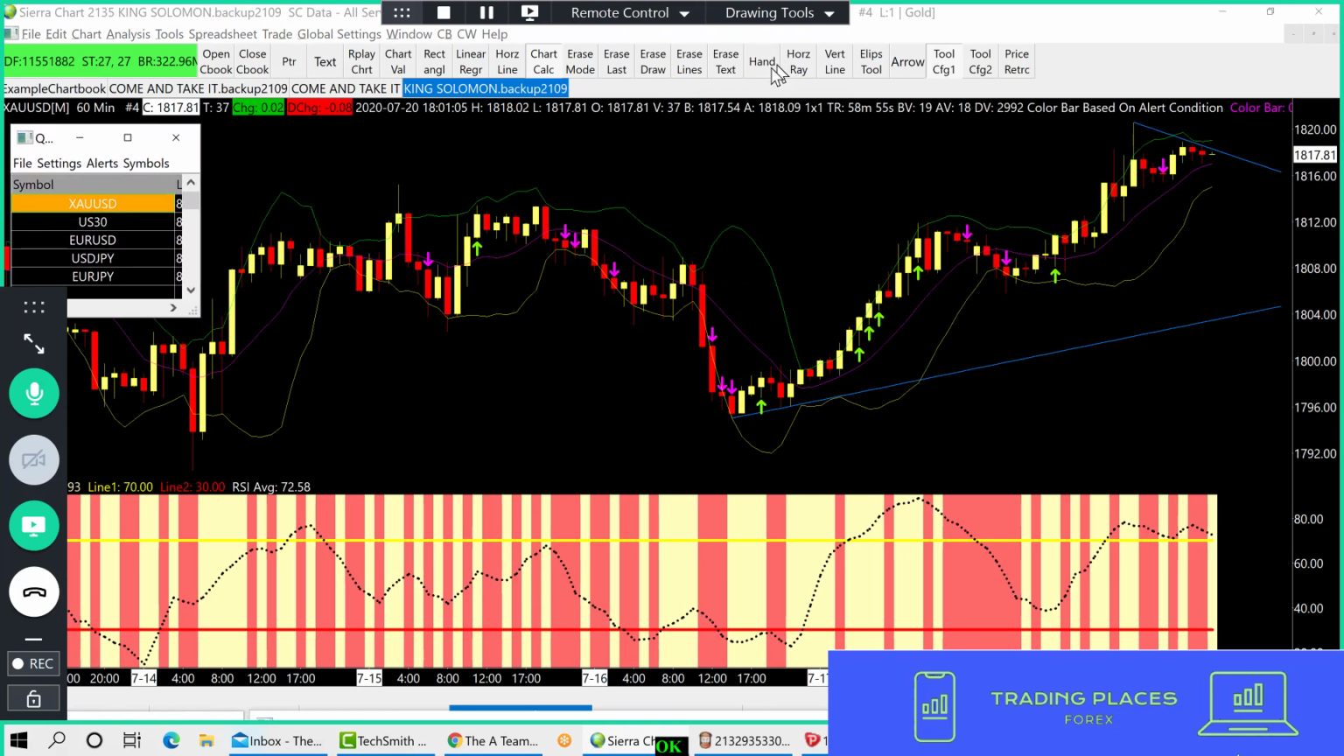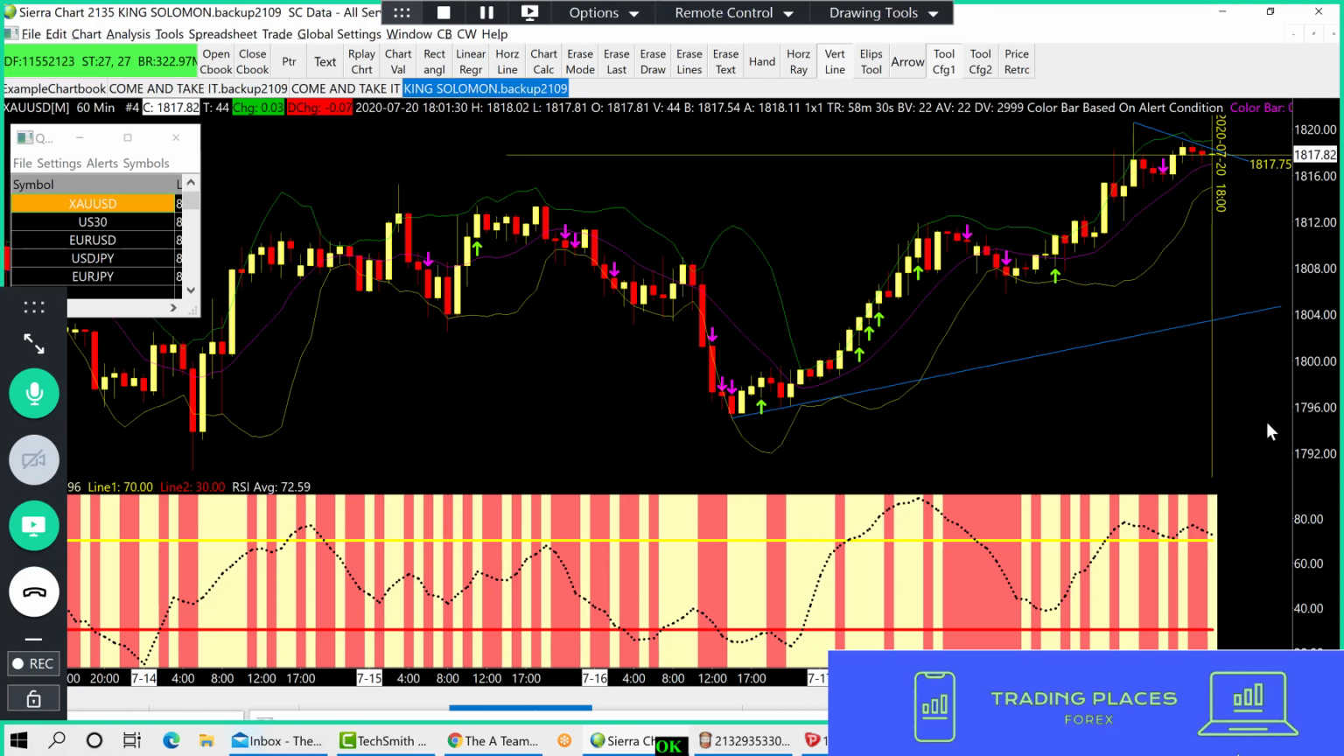I always like to put a horizontal ray that has the numbers to find out where we are, and a vertical line right there, so we can pinpoint a timestamp of when we actually got in the trade. Okay, so let's get started here. Gold is at 1817.75. I'm going to do a little bit of chart training, but I also want to get into the indicators and how it works.